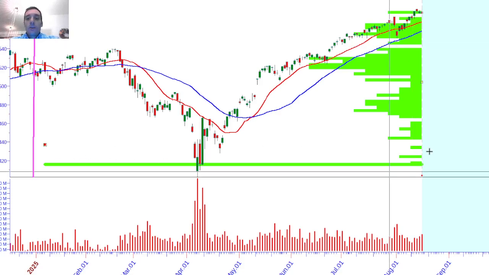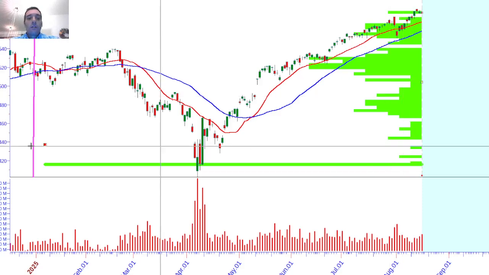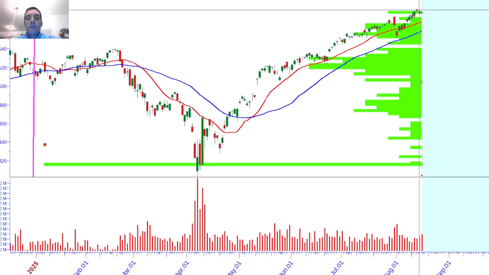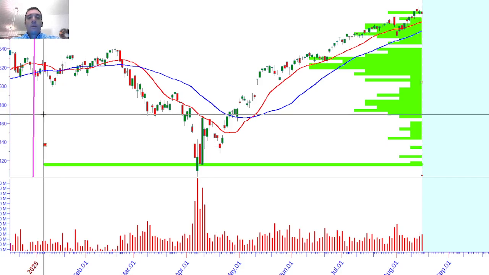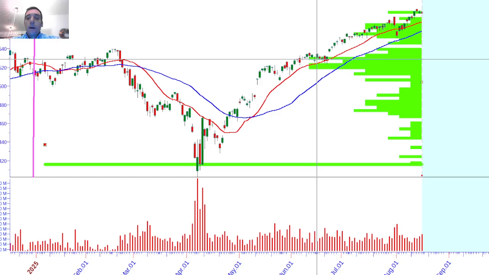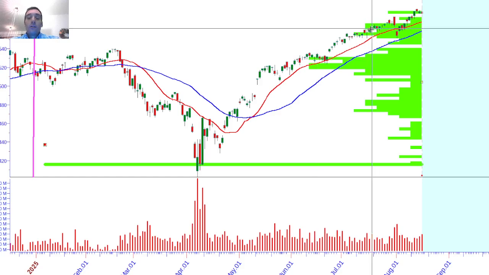So the green bars here are the volume profile bars. What I've done is I've drawn these pink lines in here just to highlight that we're measuring only a particular period of time. The volume by price bars, these spikes here, give you a sense of what kind of volume of shares are traded at particular prices on the chart.